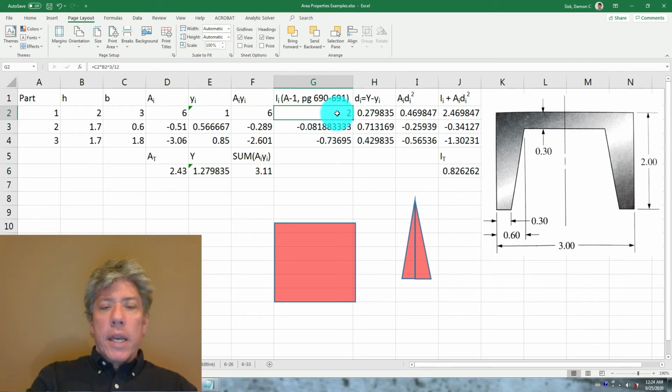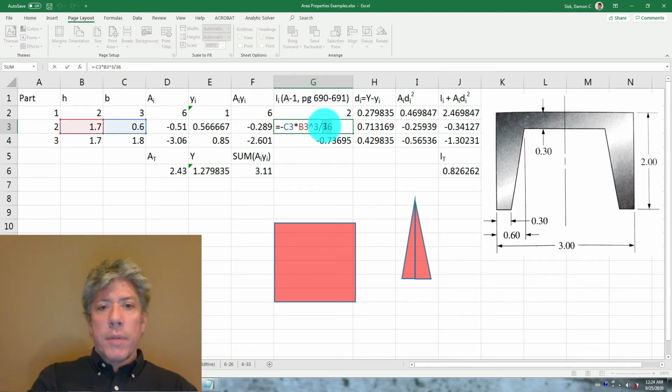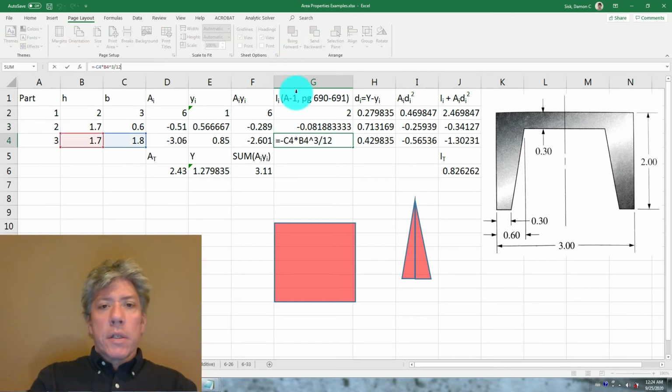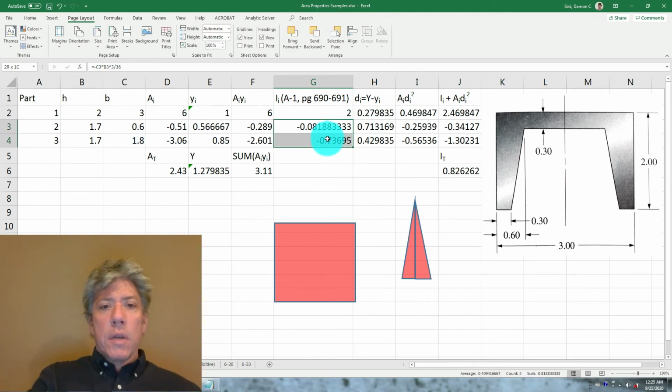Calculating the area moment of inertia for rectangles is easy. This is a triangle, so that's why we've got a 36 in the denominator there. And then of course we've got another rectangle here, so another 1/12 BH cubed. But notice that both of these are negative because again I'm subtracting from the second moment of area.